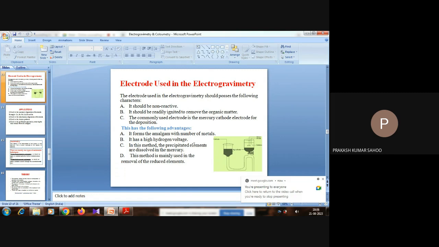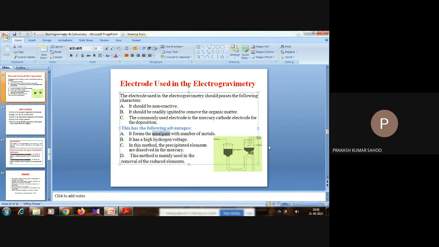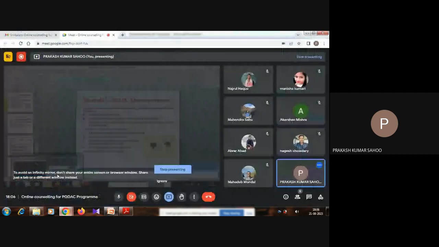Then we have the next part, what are the advantages of this? It forms an amalgam with a number of metals. Amalgam means it is just a complex or a compound formed with mercury. This will be the amalgam.